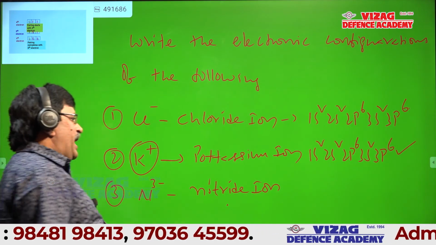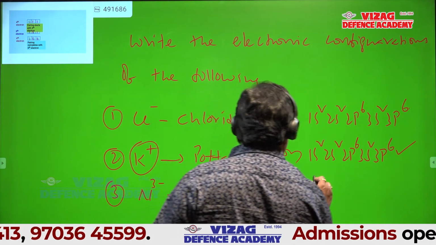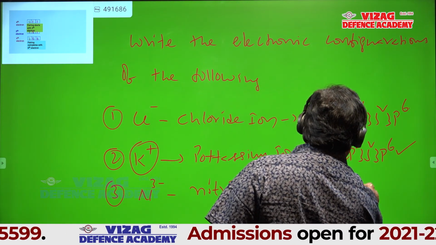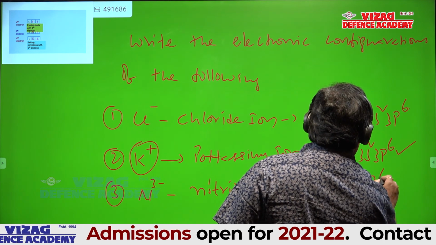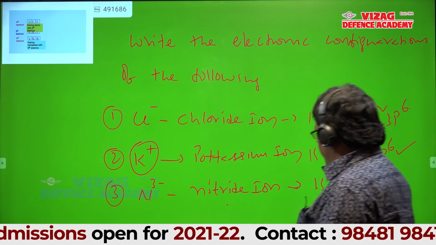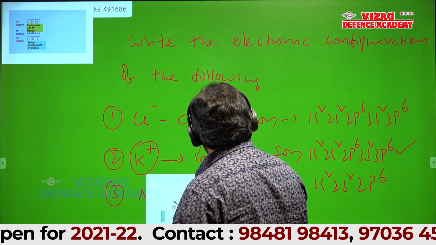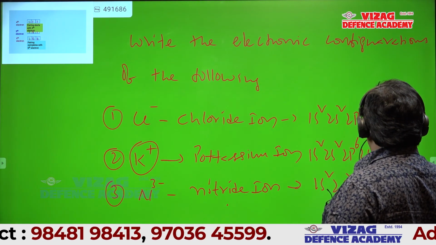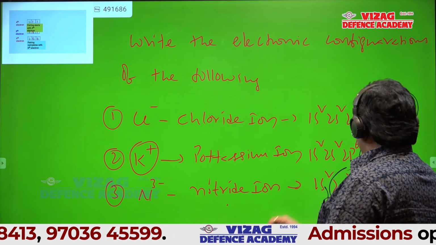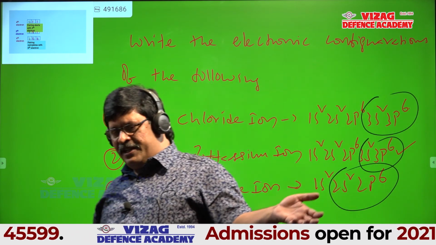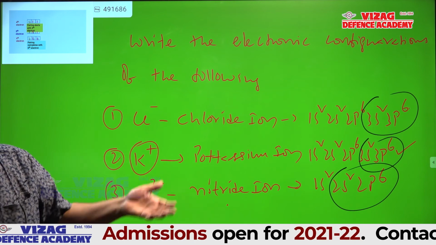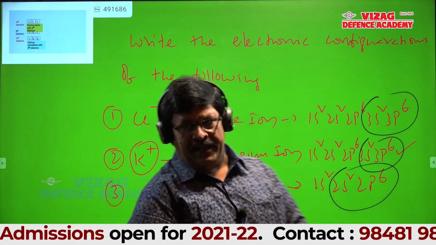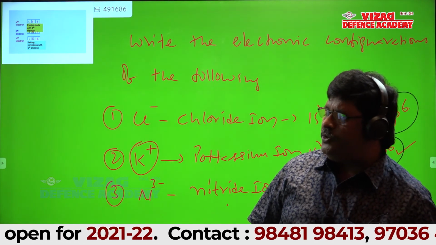Can anyone tell for nitride ion? 1s2, 2s2, 2p6. So see how many are having octet configurations. Octet means 8 electrons. Anyhow, that octet rule maybe we'll discuss in the next class. So this is the way of writing electronic configurations of ions, students.